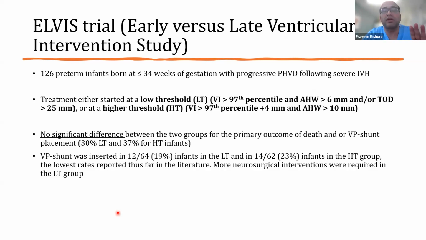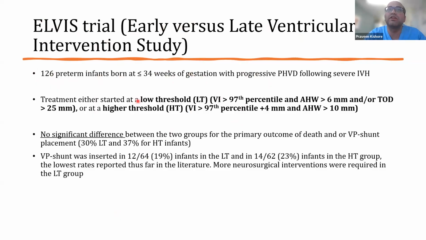Now, I was going to talk about timing of when do you intervene, when do you tap CSF, when do you put a ventricular device. There has been a lot of discussion about this, early versus late CSF tapping through lumbar puncture or through reservoir or even shunt. This was the ELVIS trial, which is early versus late ventricular intervention study. They included 126 preterm babies, less than 34 weeks with progressive PHVD, and put them into two groups.